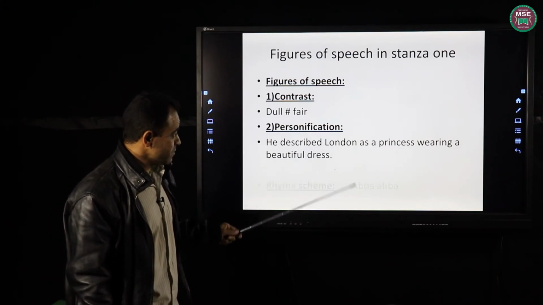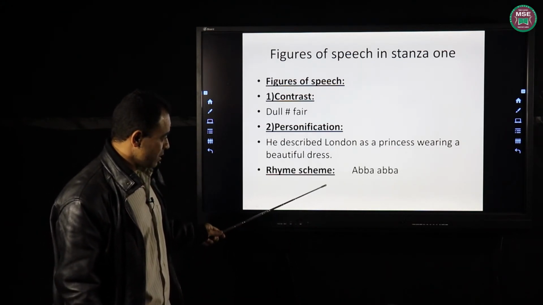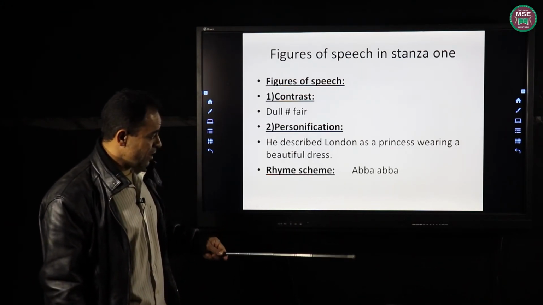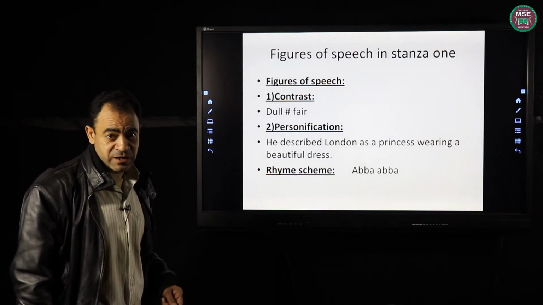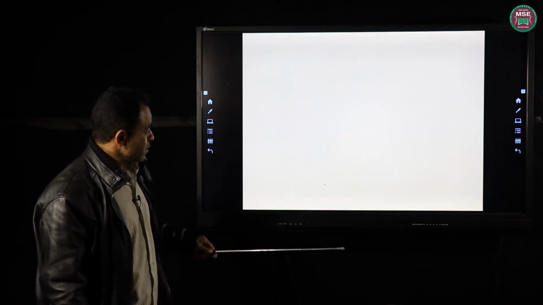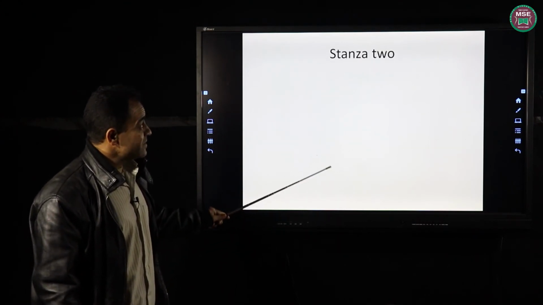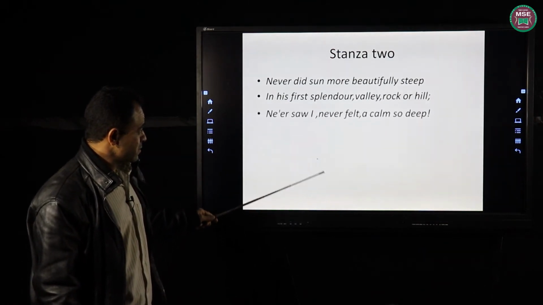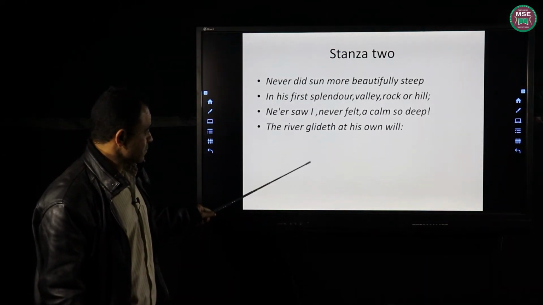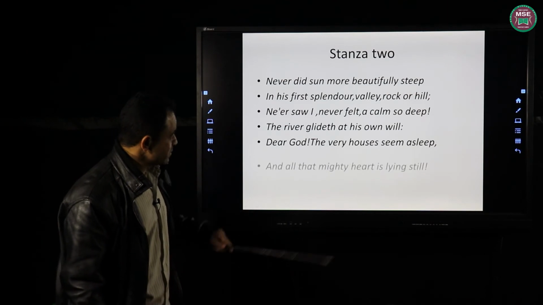Okay, let's have a look now at the sestet. Yes, the rhyme scheme, A, B, B, A, B, B, A. And take care, the rhyme scheme is not one of the figures of speech, okay? The second stanza, or the sestet, of course, consists of 6 lines. Here are the 6 lines.